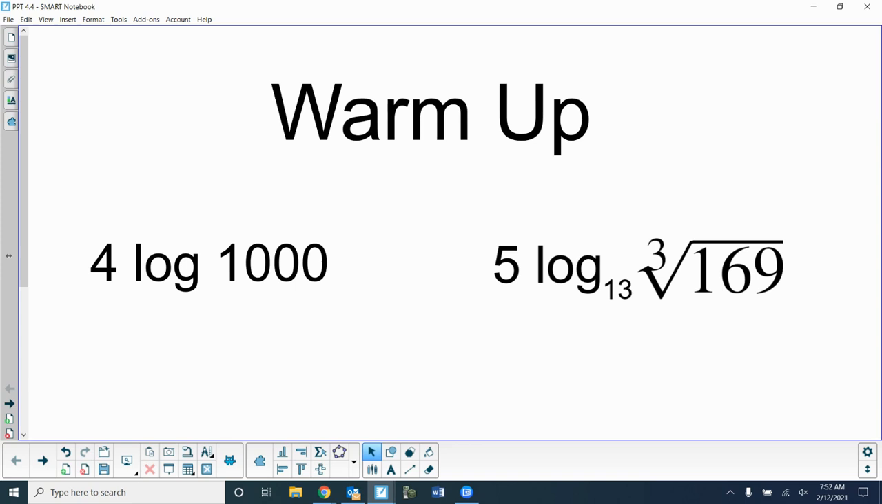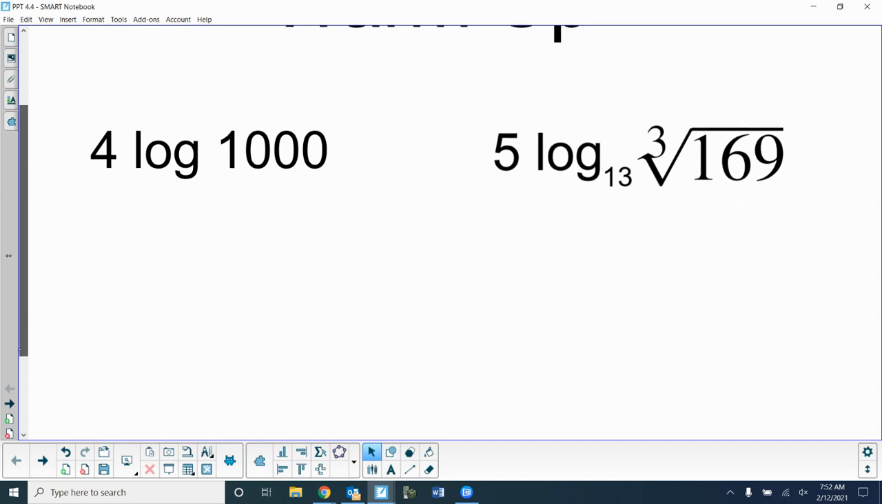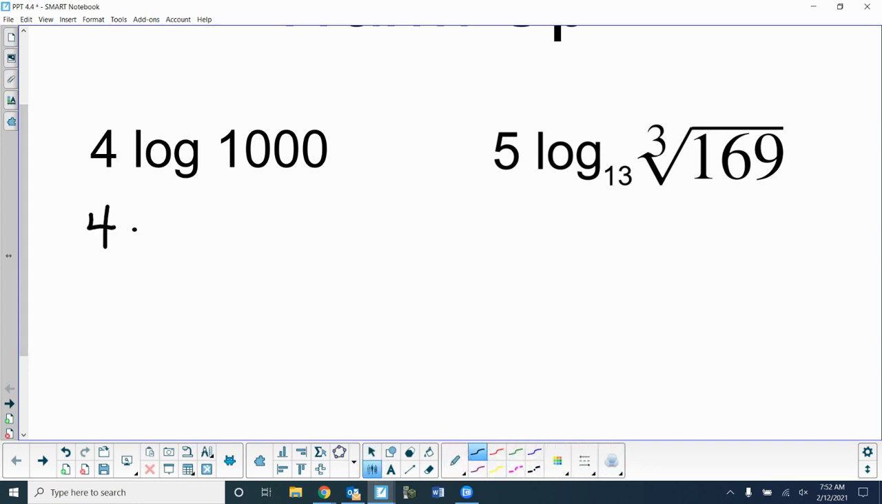Okay, so what's going on with this first one? What did we talk about yesterday when you don't see a subscript? Base 10, right? So that's the one I told you could put in your calculator. So you could put 4 log of 1,000 and get what? What's the answer? Anybody? 12, thank you. Because this is 4 times, right? So that's 4 times, and then you can put that in the calculator.